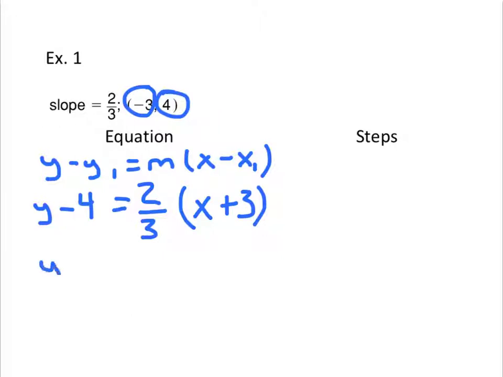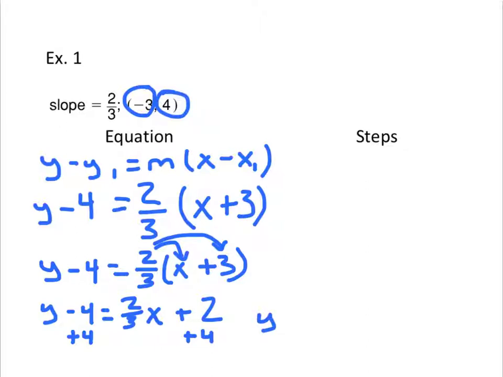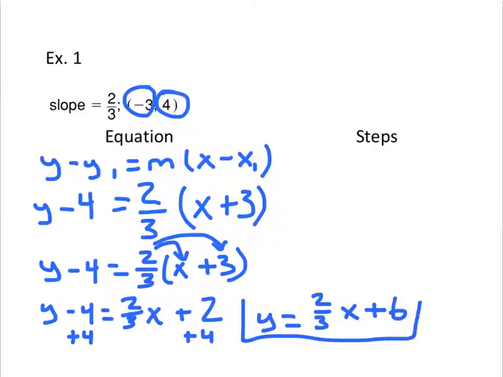I can simplify. I have to distribute. When I distribute, I see y minus 4 equals 2/3 of x plus 2. And then if I add 4 to both sides, I end up with a final equation of y equals 2/3 x plus 6. That is my final answer.